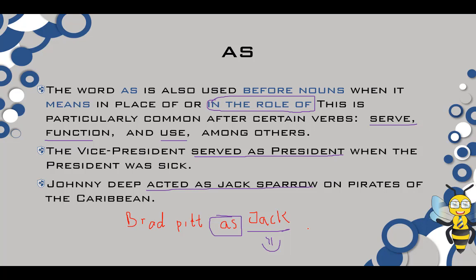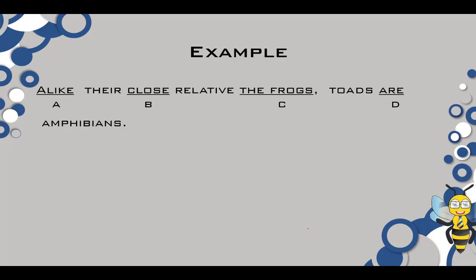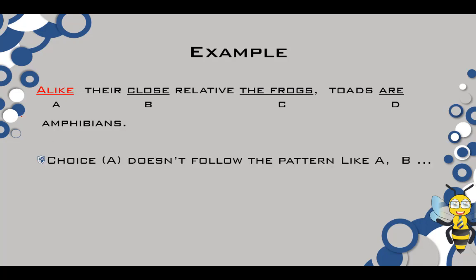Okay. No questions? Perfect. So let's make an example. It says, I like their close relative, the frogs. Toads are amphibians. Letter A. That's right, it's alike. Okay, because we said that we follow this pattern, like A, comma, B. So it should only be like their close relative, the frogs, comma, toads or amphibians. Okay?